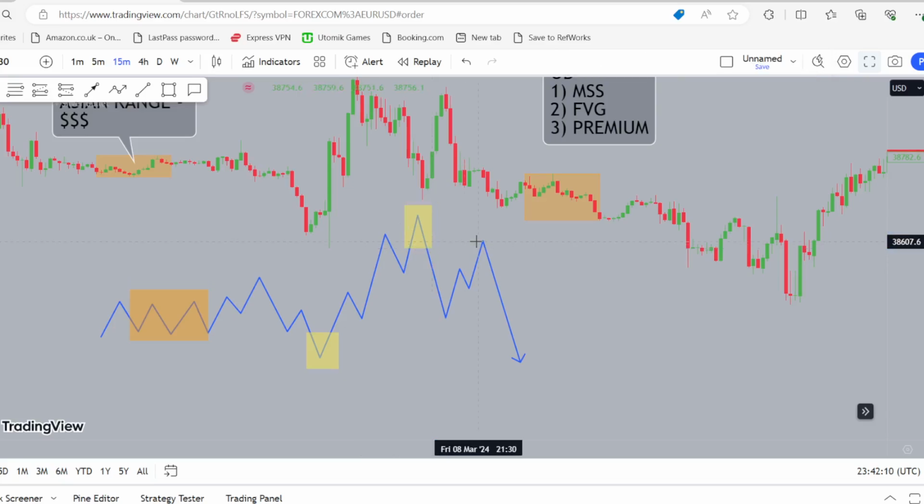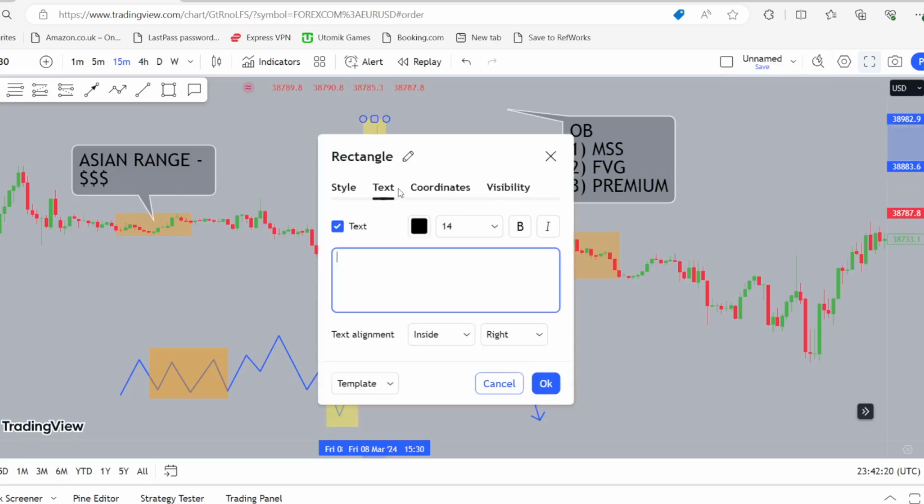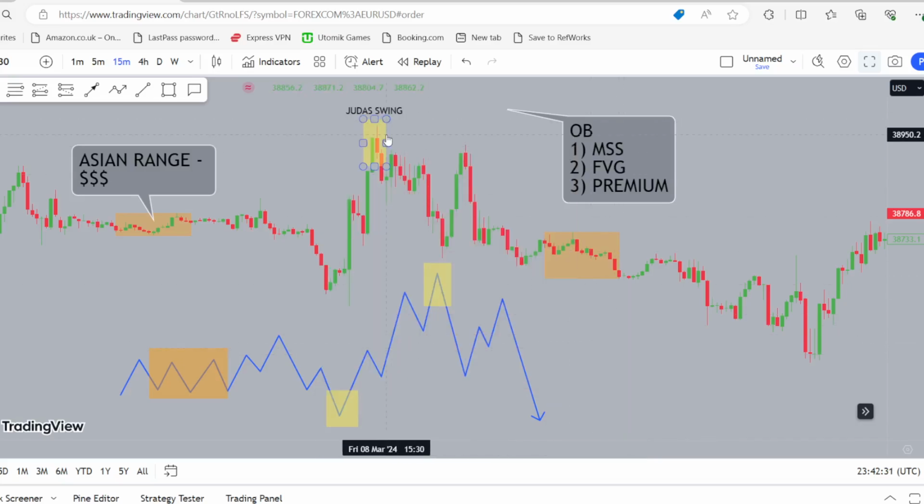So the Judas swing is the high of the day, right? This Judas swing corresponds to the high of the day, typically made in the New York session, so 3 p.m. UK time, which is 10 a.m. Eastern. So I had a question. I think it was either one of my private students or someone on the channel commented, where can the Judas swing occur?